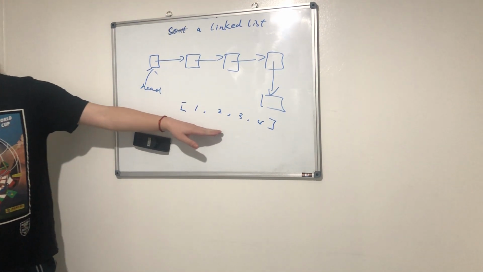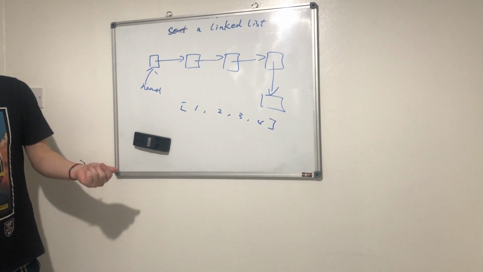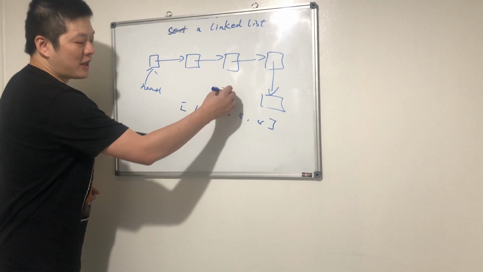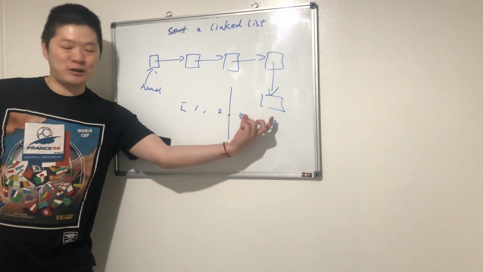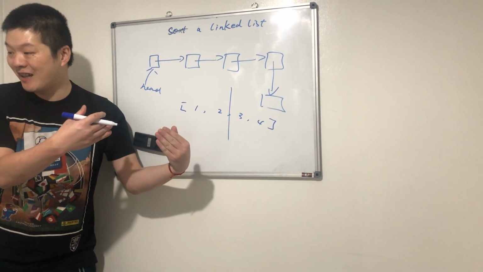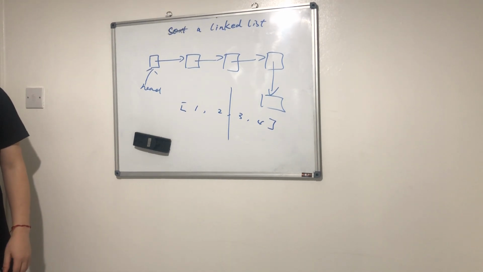For sorting a list, we can do the merge sort. Remember the merge sort? What do we do in merge sort? We cut into half, then we sort these two and then we merge them together, right? So here it's the same. So how do we cut into half?